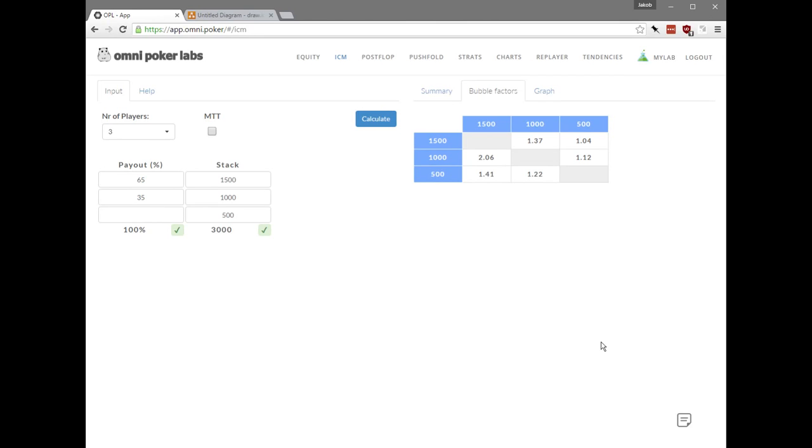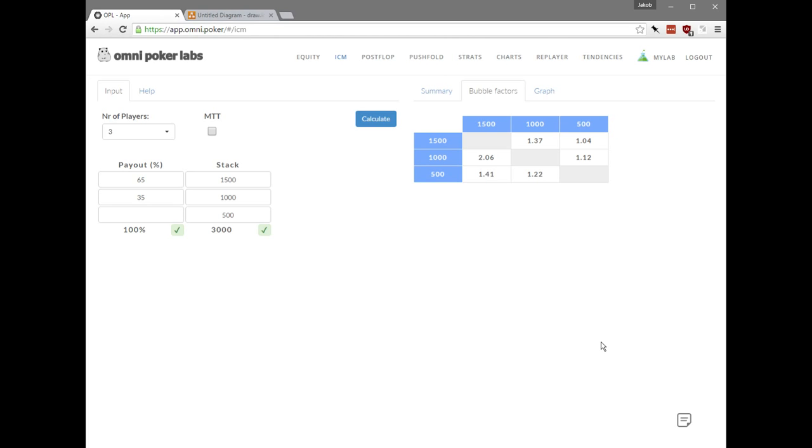Bubble factors are a concept introduced in the book Kill Everyone by Nelson, Stripe and Heston, and they give us a way to adapt the notion of pot odds to tournament situations. As you may recall from the ICM overview video, it turns out that in ICM situations, losing chips will decrease your ICM equity by more than winning those same chips would increase your ICM equity. And bubble factors capture the strength of this effect in a single number.